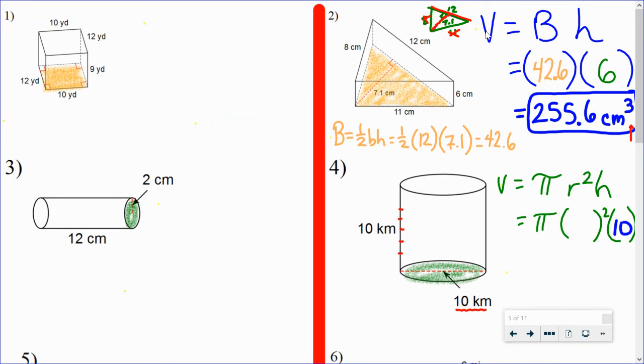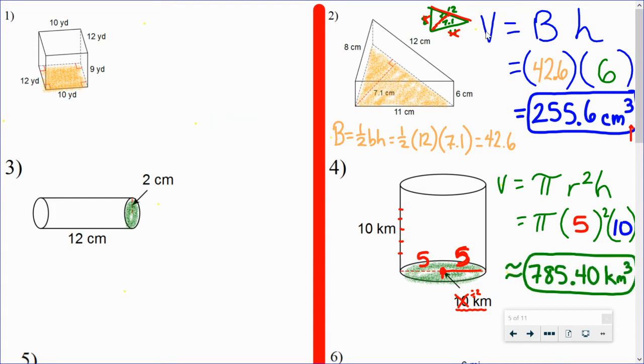Now I look at that green base and I ask myself, is this 10 kilometers a radius or a diameter? Oh, that goes all the way across. So if all we want is the radius, we're going to take that diameter and cut it into 2 parts. And therefore a single radius in this case is going to be 5. So multiplying pi times 5 times 5 times 10, rounding it to the nearest hundredths place, it is closest to 785.40. Don't just write 785.4, that would be the nearest tenth. And of course, kilometers times kilometers times kilometers would be cubic kilometers.